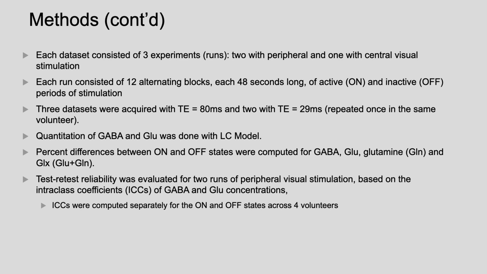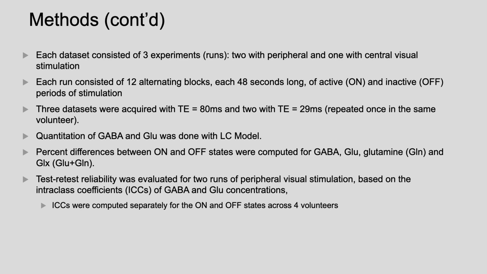Each dataset consisted of 3 runs or experiments, 2 with peripheral stimulation and the other with central visual stimulation. Each of these runs or experiments had 12 alternating blocks of active or inactive stimulation. The TE that was used for these experiments was long at 80 milliseconds or short at 29 milliseconds. And the quantitation of the metabolites of interest, GABA and glutamate, was done with LCModel.